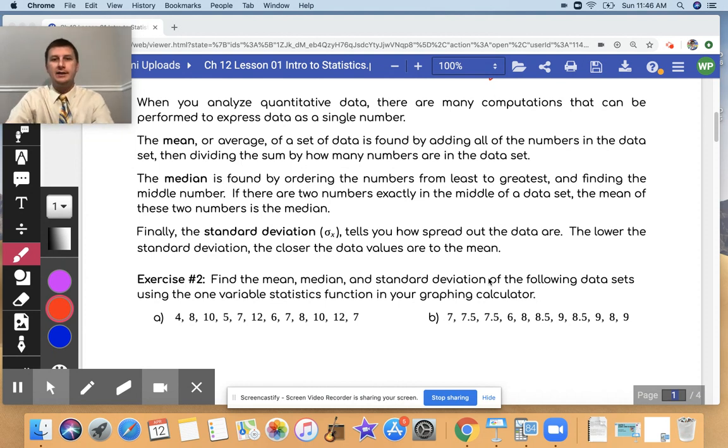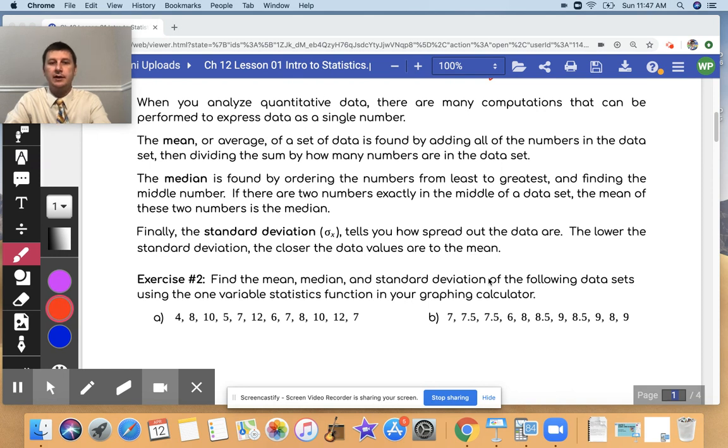And in this video tutorial, we are going to continue on Lesson 1 in Chapter 12, the Intro to Statistics. And it says right up top right here, when you analyze quantitative data, there are many computations that can be performed to express data as a single number. We're going to be looking at three specifically right now. And these three are going to be the mean, also known as the average of a set of data, which is found by adding all of the numbers in the data set and then dividing the sum by how many numbers are in the data set.